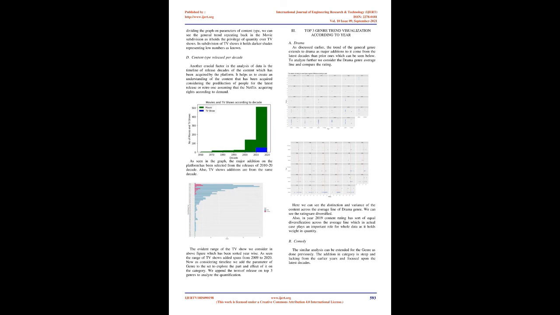We can see the ratings are diversified. Also, in the year 2019, content rating has sort of equal diversification across the average line, which in the actual case plays an important role for the whole data, as it holds weight in quantity.